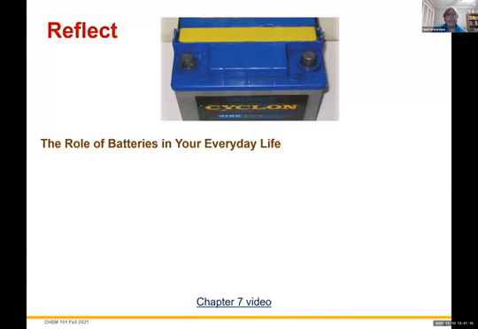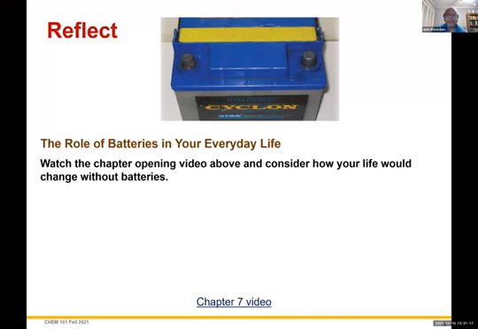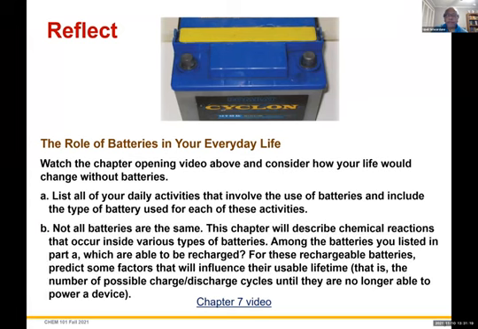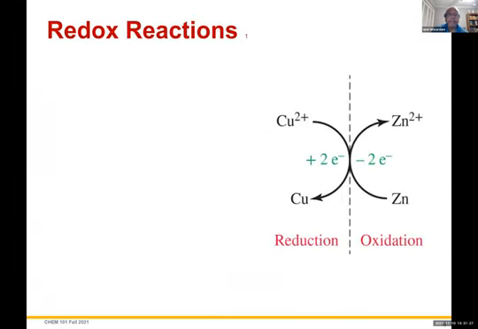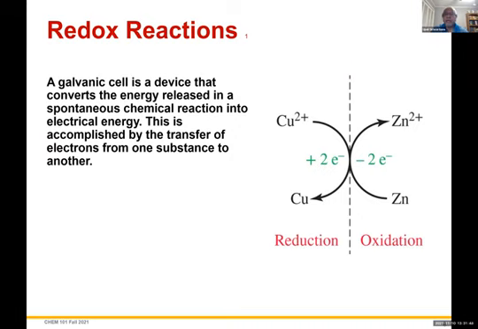So we talked about batteries and use of batteries and discussed that batteries are not the same. In a battery, redox reaction takes place. Battery is a place where electrons are transferred. Reduction takes place at the cathode, and at the anode oxidation takes place.